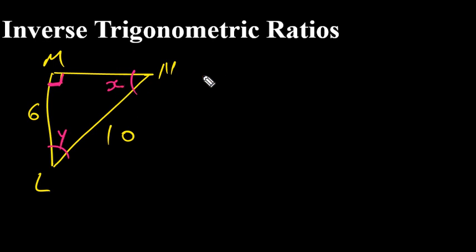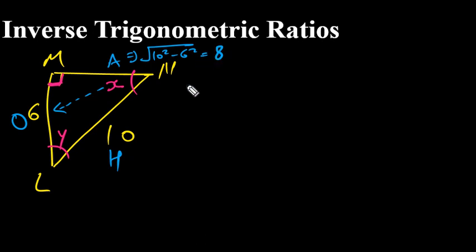So first try to find the angle X. When I'm looking from angle X, this side is opposite, this is adjacent, and this is hypotenuse. Also, you can find the missing side here, because this is 6 and this is 10, using the Pythagorean theorem: square root of 10 squared minus 6 squared. This is hypotenuse, opposite, adjacent. 10 squared minus 6 squared will give you 8. So now we know all the sides.